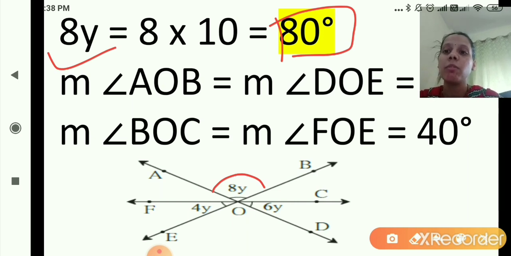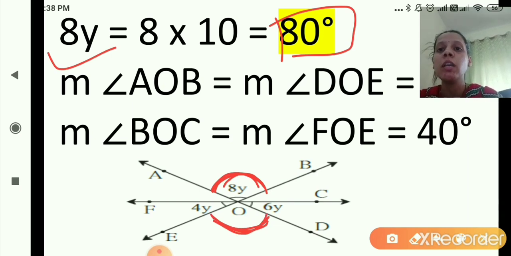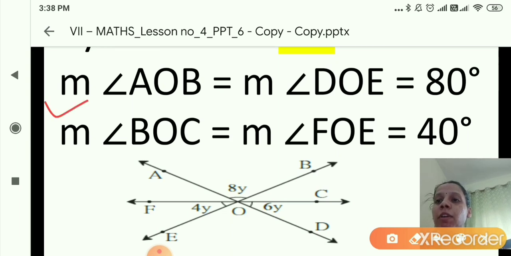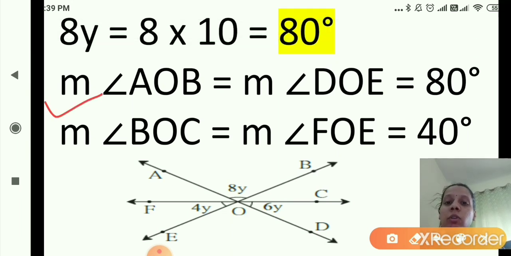We'll start from angle AOB. See, angle AOB is vertically opposite to which angle? Correct, DOE. If AOB is equal to 8y, which means 80 degree, then what is the measure of DOE? That is also 80 degree, correct. So measure of angle AOB is equal to measure of angle DOE is equal to 80 degree. In the bracket you will write vertically opposite angles. If this is 80 degree, this is also 80 degree, because they are vertically opposite angles.